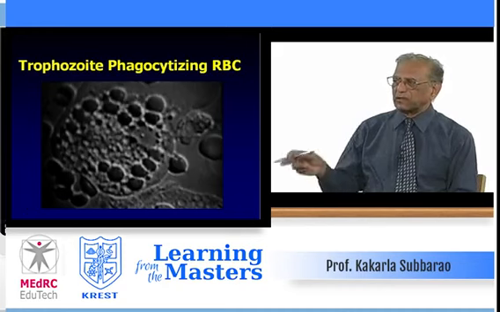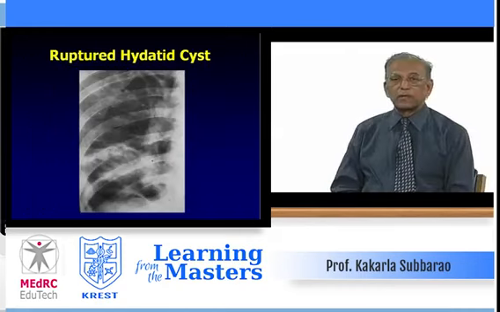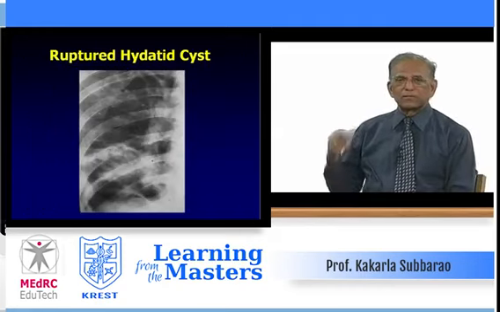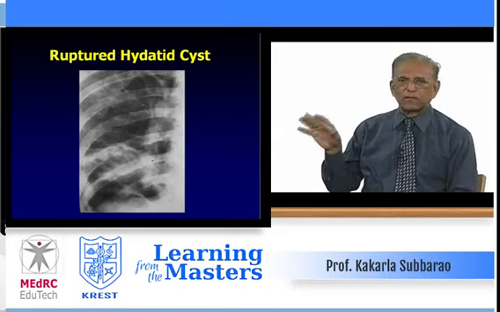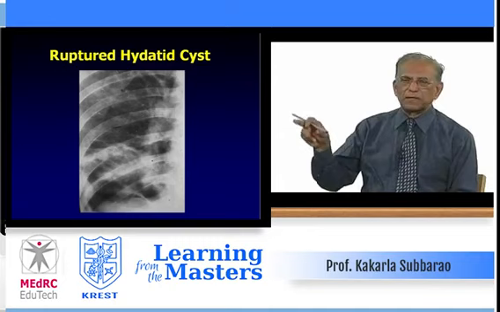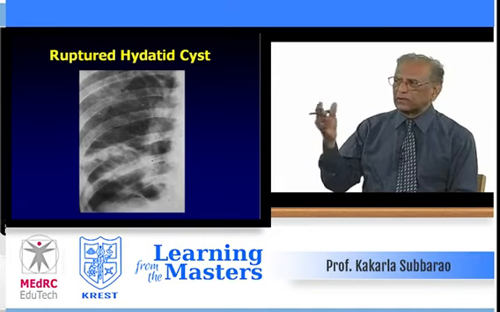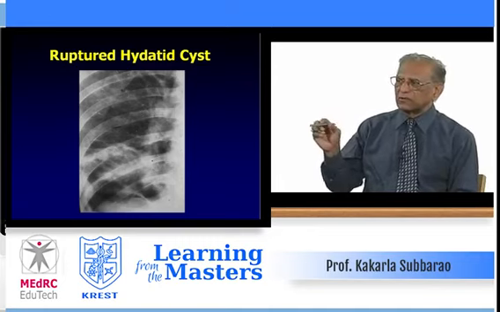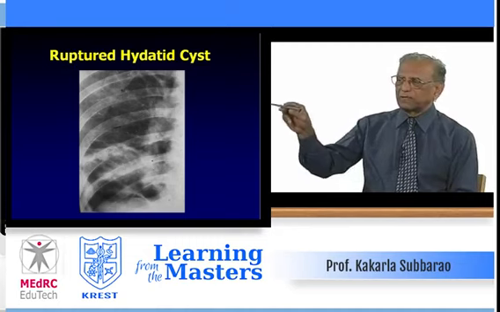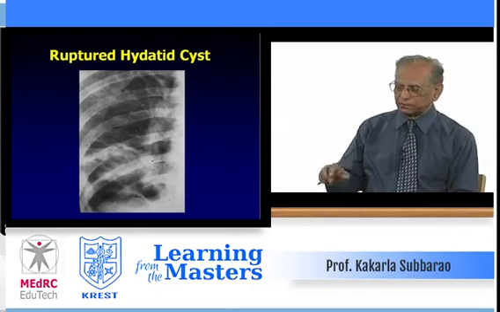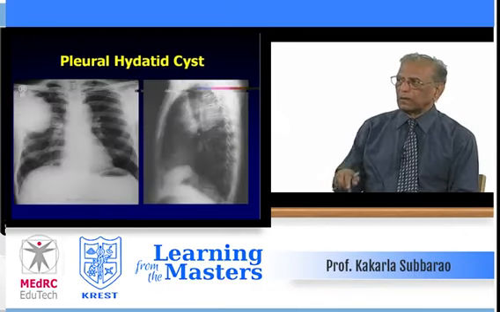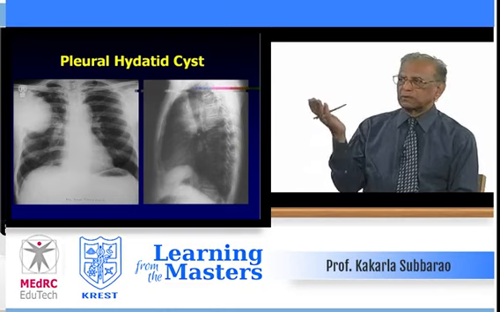Trophozoite with phagocytosed RBC. Now we come to hydatid cyst. Somebody else is talking about hydatid cyst, so I'm restricting to just one or two films. Ruptured hydatid cyst. Note the linear atelectasis and also the so-called camalote sign, water lily sign at the bottom. Lobulated type of densities. This is of course density.